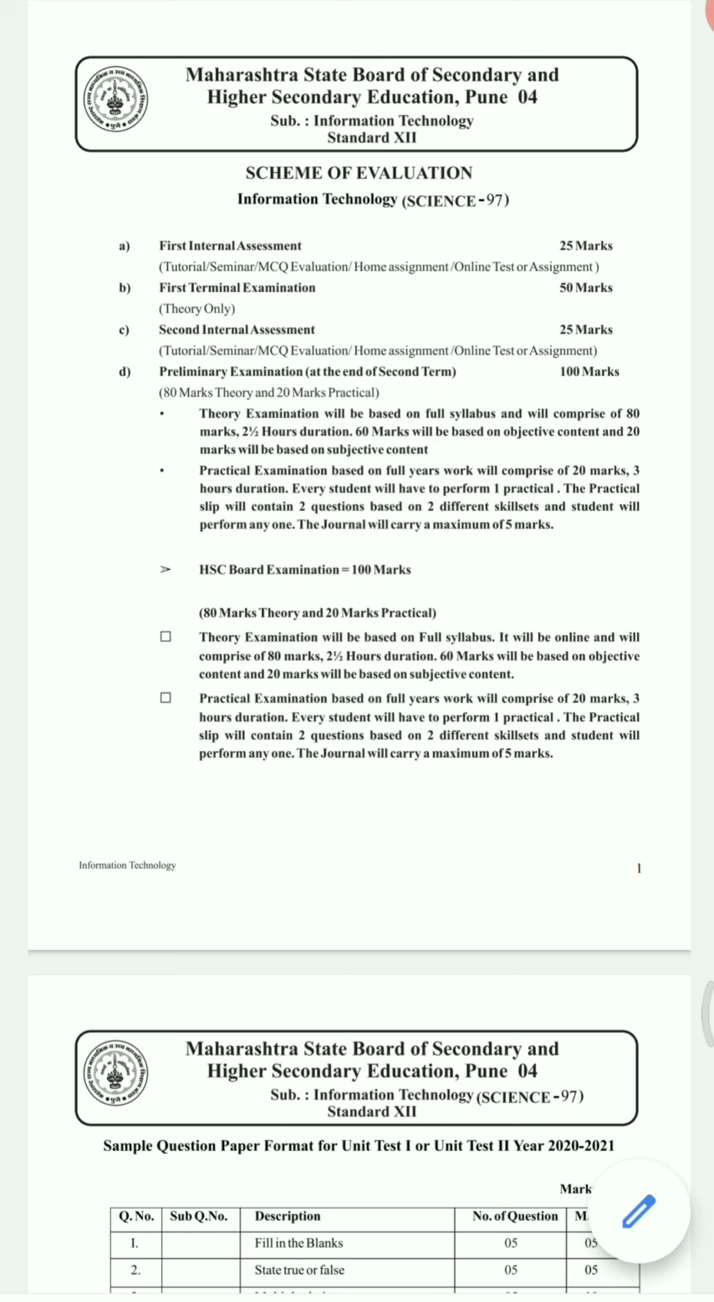Second is the first terminal examination, which will be for 50 marks. It is only regarding the theory. You don't have any type of objectives in it.